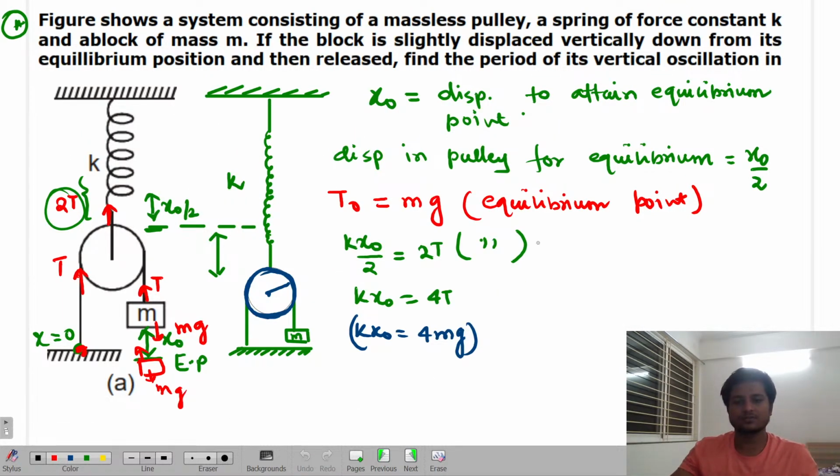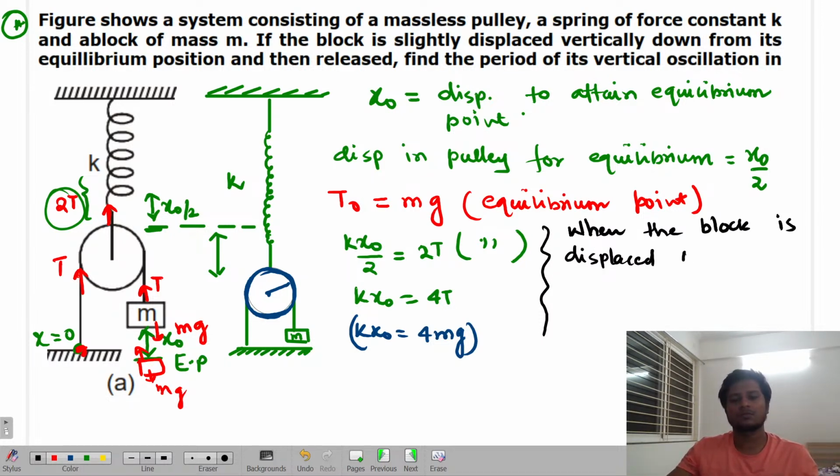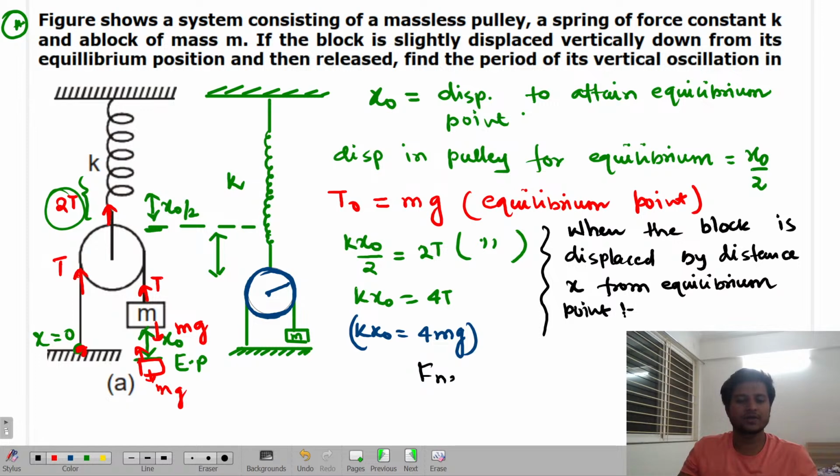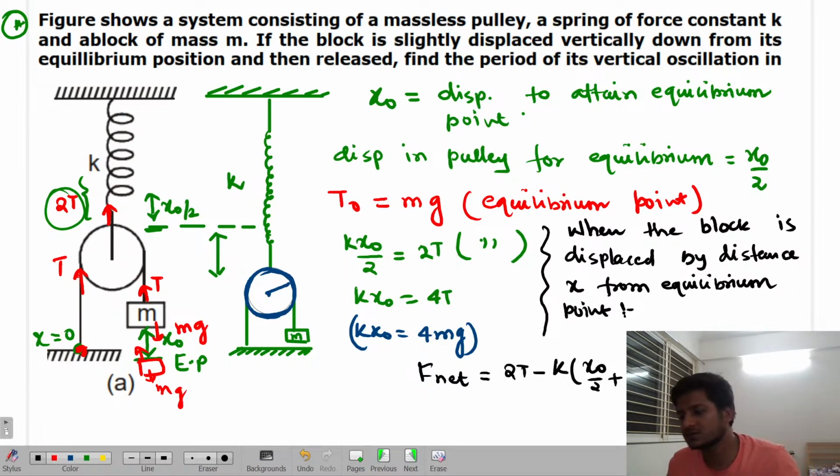So basically, let's suppose when the block is displaced by distance x from the equilibrium point, then the F net equation is given as 2T minus k times x naught by 2 plus x by 2. मेरी बातें समझ में आई या नहीं है?